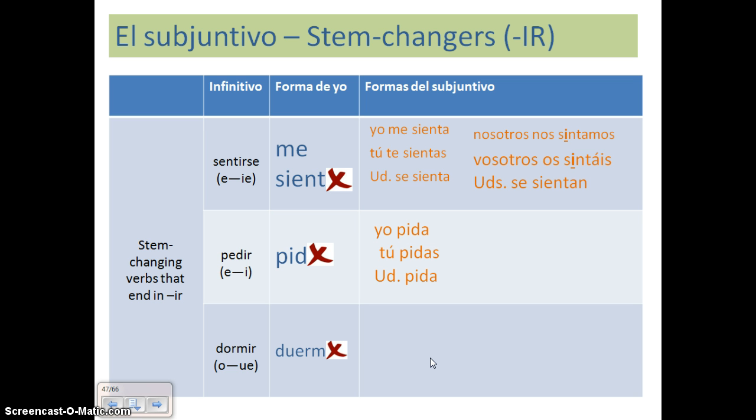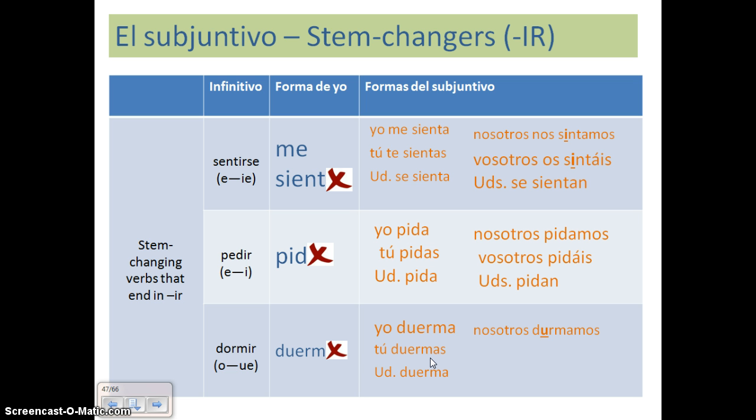Pedir, you are going to see the same change in all the different forms. Yo pida, tú pidas, usted pida, pidamos, pidáis, pidan. Dormir, we're going to see a change in all the forms, but not the same one. Yo duerma, tú duermas, usted duerma. Dormamos, dormáis, duerman.